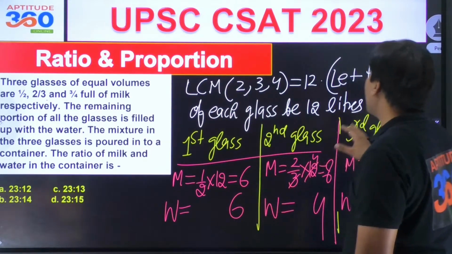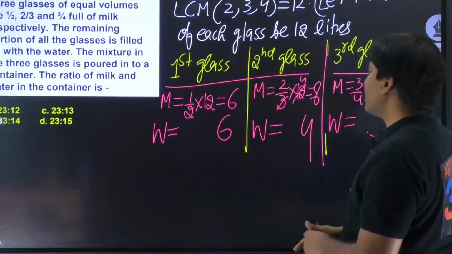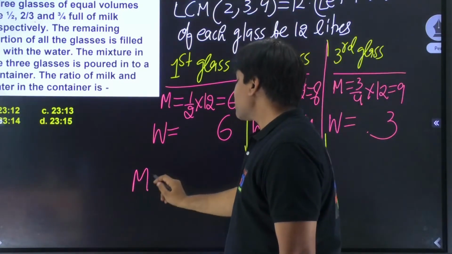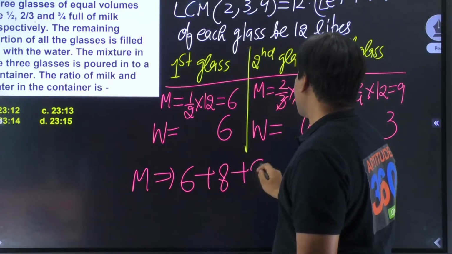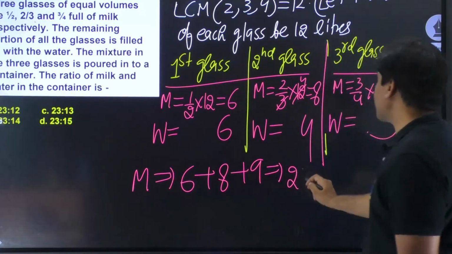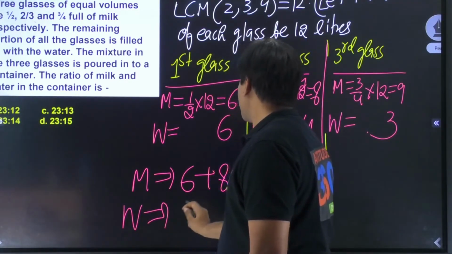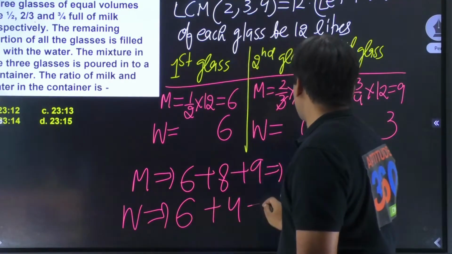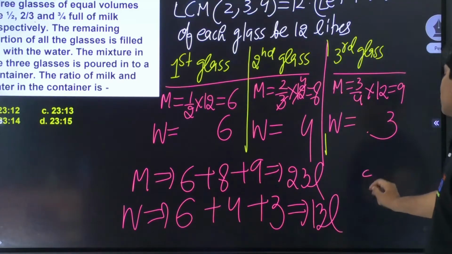Now what will you do? Pour all three into a fourth glass. As soon as you pour them into the fourth one, total milk is going to be how much: 6 from the first, 8 from the second and 9 from the third, which is 23 liters. And how much is going to be water? Water is going to be 6 from the first, 4 from the second and 3 from the third, which is 13 liters. What is going to be the ratio?